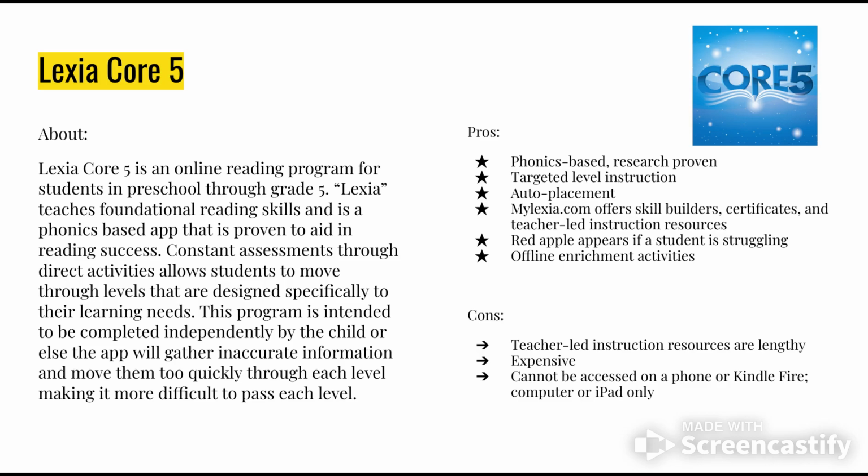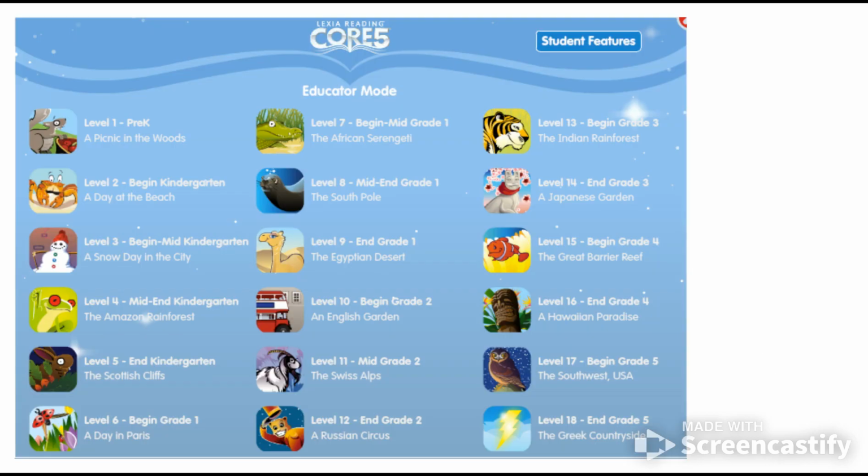Another con is that it cannot be accessed on a phone or Kindle Fire. It's for computer or iPad only, which is how my students access it in kindergarten. Really quickly, here is a breakdown of the levels. So just speaking for kindergarten, level 1 is pre-K, 2 is beginning of kindergarten, level 3 is mid, 4 is mid to end, and level 5 is end of kindergarten. So any of my students that are going on to level 6, 7, 8, or 9, I know that they're working on grade 1 skills and so forth.